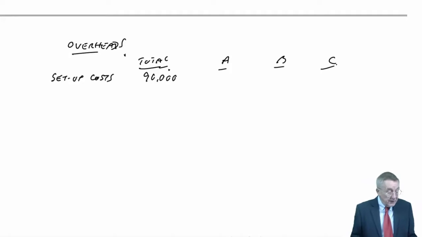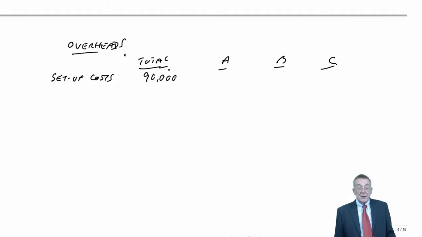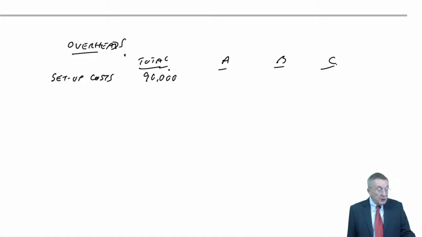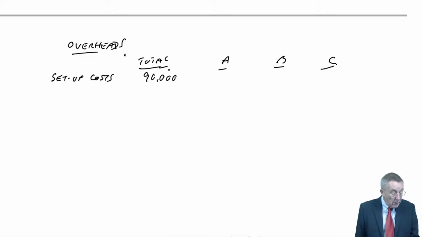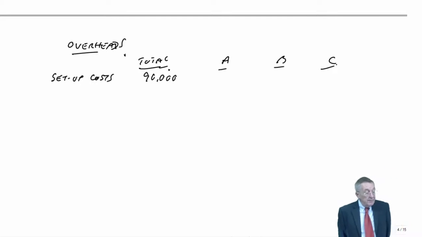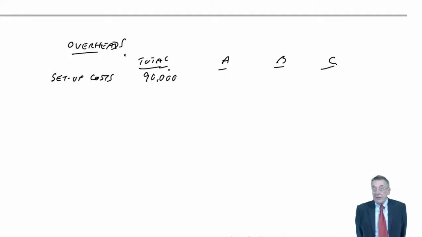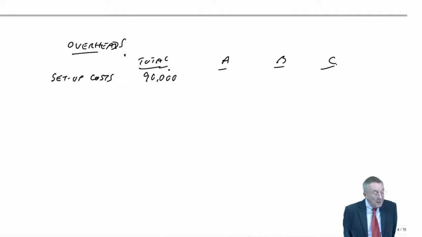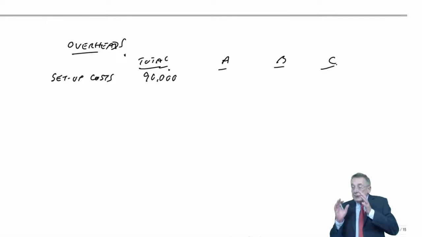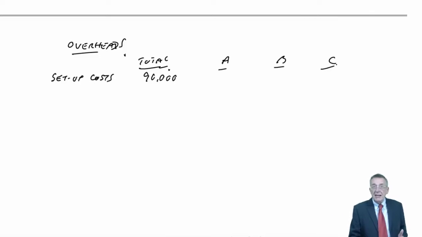We're spending 90,000. What's causing us to spend the 90,000? Well, that's the cost driver data below. And if you look at the information at the bottom, which so far has not been relevant, those setup costs, we've got that cost because we keep having to set up machines. And we're told how many setups there are for each of the 3 products.